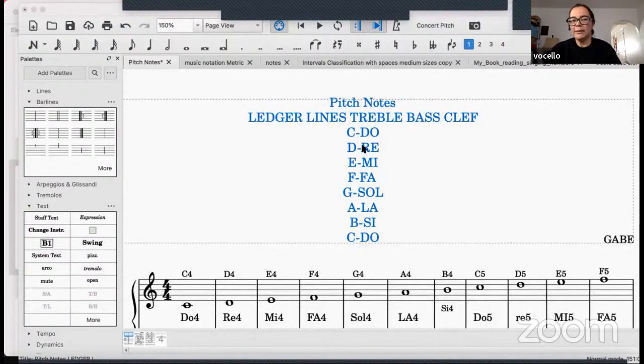C is Do, D is Ré, E is Mi, F is Fá, G is Sol, A is Lá, B is Si, C is Dó. This is not the solfeggio functional, it's not the do móvel, but the fixed solfeggio. If it were functional, B would be Chi, but we are not doing the functional here.